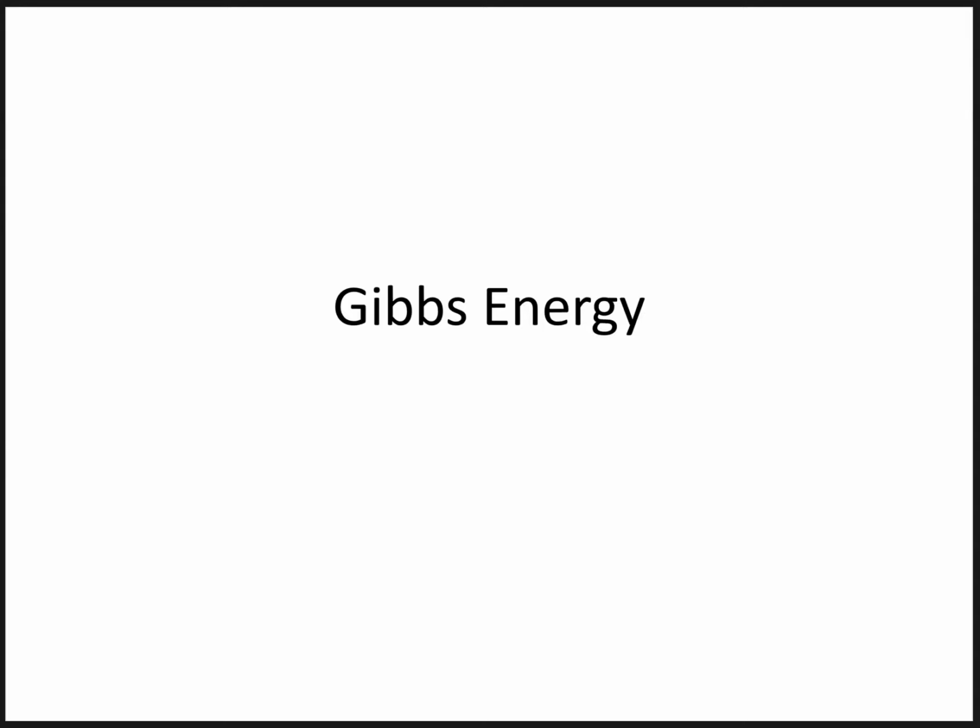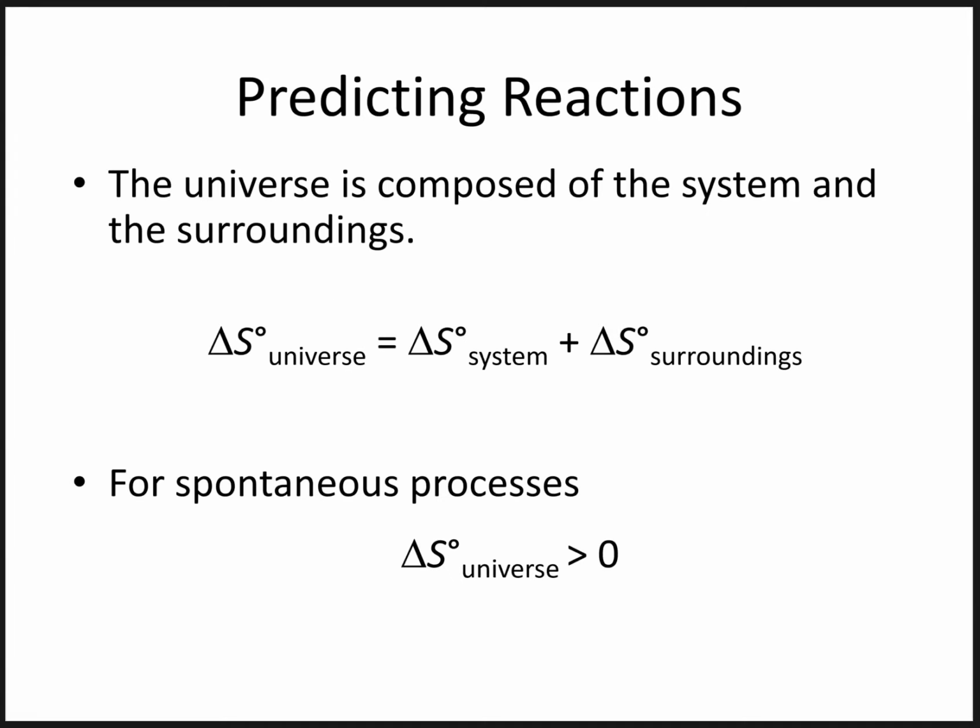In this video, we're going to discuss what Gibbs free energy is and where it comes from. Well, in the last video, we talked about the entropy of the universe and its relationship to the second law of thermodynamics, basically stating that for any spontaneous process, the entropy change of the universe must increase. Well, Gibbs energy takes this equation of delta S universe and delta S system plus surroundings and puts it in a slightly more user-friendly manner.